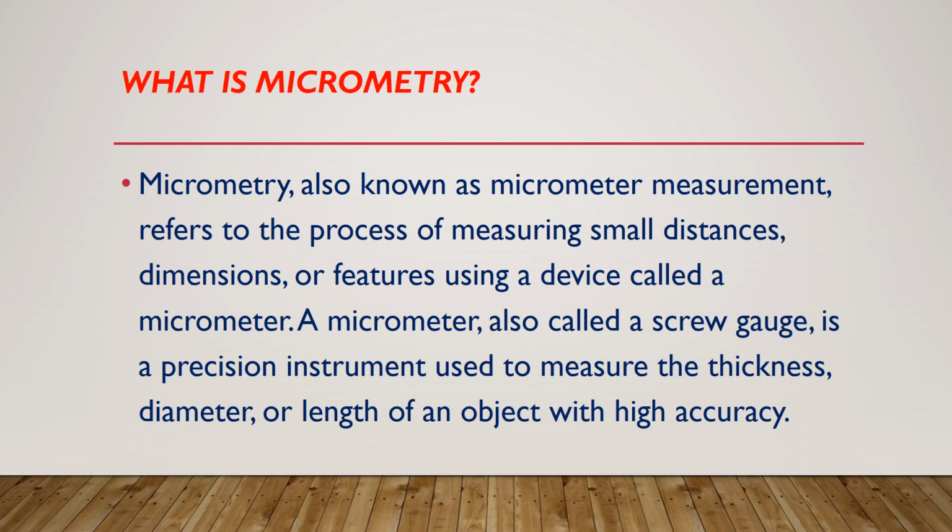What is micrometry? Micrometry, also known as micrometer measurement, refers to the process of measuring small distances, dimensions, or features using a device called a micrometer. A micrometer, also called a screw gauge, is a precision instrument used to measure the thickness, diameter, or length of an object with high accuracy.